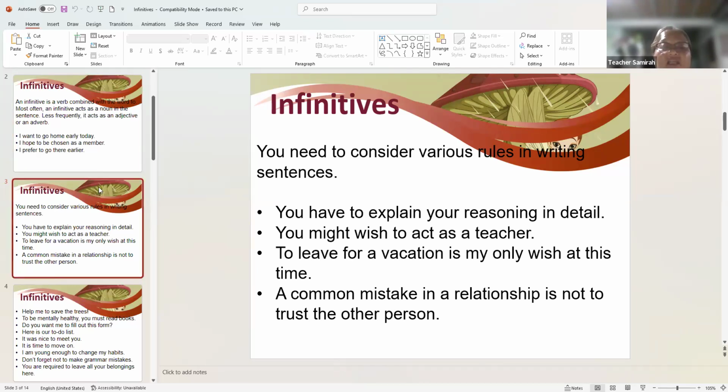To explain, it is an infinitive. You might wish to act as a teacher. To act is an infinitive. And then, to leave for a vacation is my only wish at this time. Okay, to leave. And then a common mistake in a relationship is not to trust the other person.